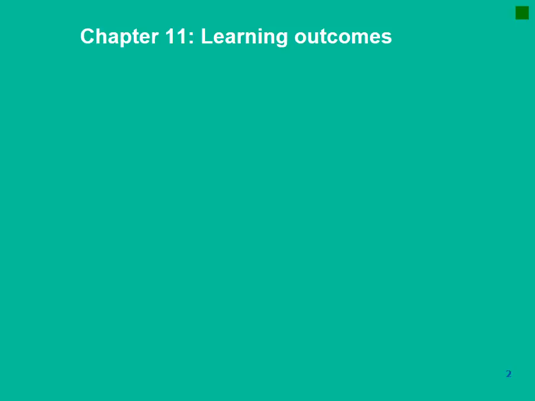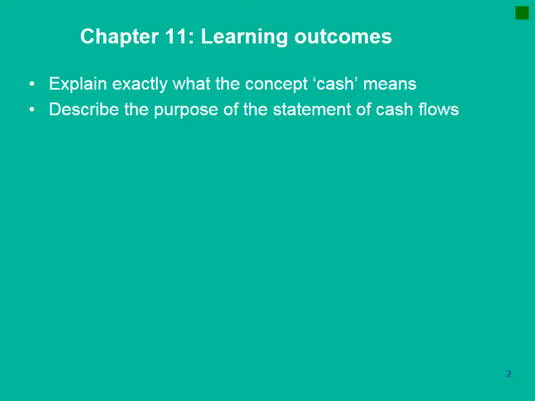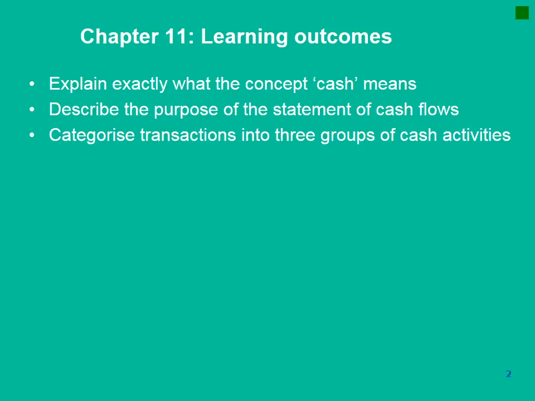The learning outcomes are as listed in the beginning of the textbook chapter. We're going to talk about what the concept cash means, describe the purpose of the Statement of Cash Flows, and categorize transactions into three groups of cash activities. So you'll see the Statement of Cash Flows has operating activities, investing activities, and financing activities, and we'll talk about each one.